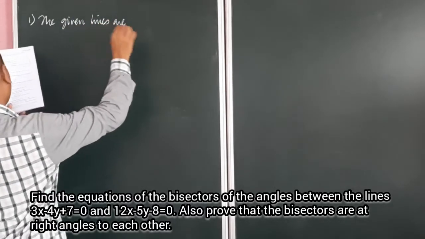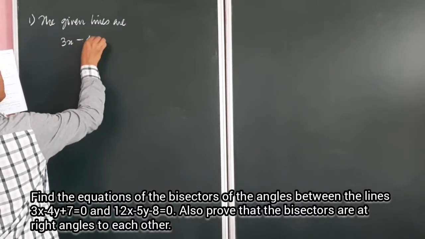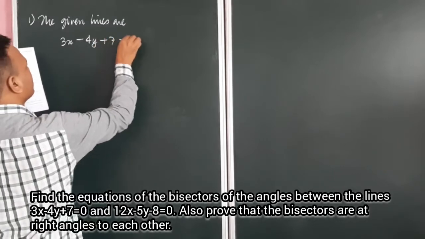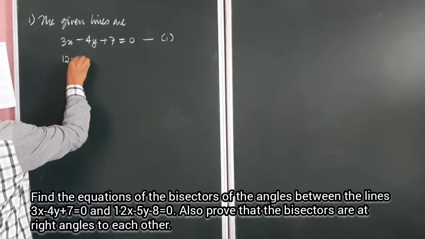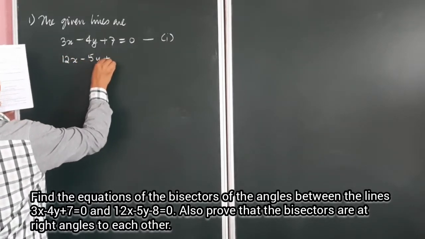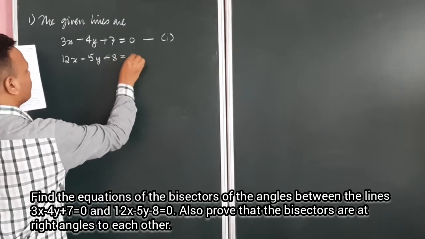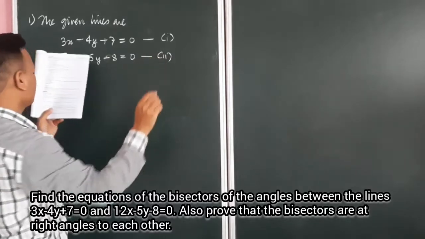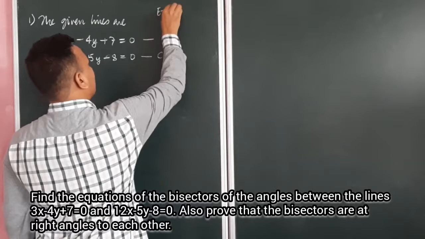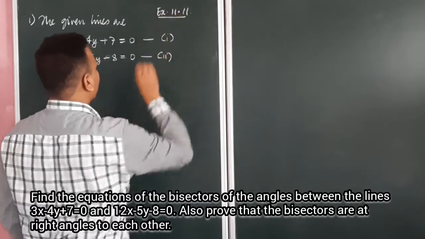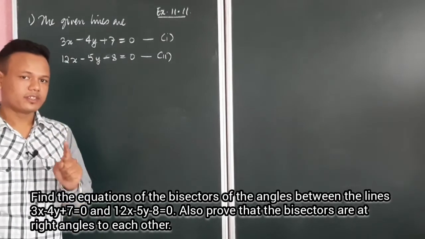The given lines are: 3x minus 4y plus 7 equals 0, let me call this equation 1, and the other one is 12x minus 5y minus 8 equals 0, let me call this equation 2. Remember, this is exercise 11.11. So we need to find the equations of the bisectors of the angles here.